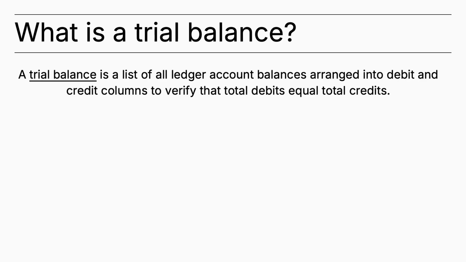Total debits should equal total credits. If they match, the books are balanced mathematically. If they don't, there's likely an error somewhere in the recording or posting process. Think of the trial balance as a checkpoint that helps us verify our work before moving to the next step. Now that we know what a trial balance is, let's see where these balances come from.